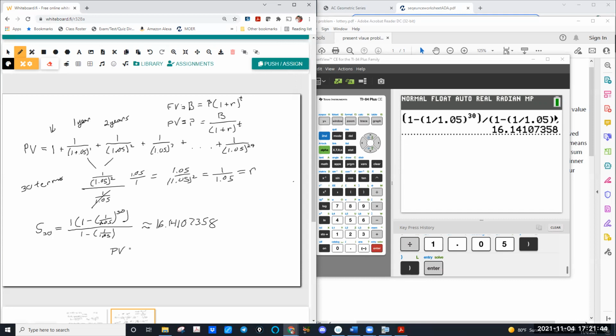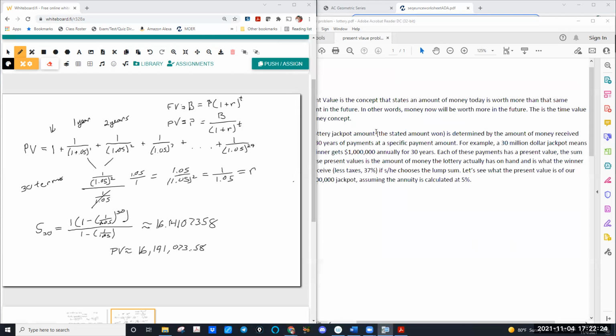So the present value of that $30 million jackpot, what the lotto has to have on hand so that they can say that they have a $30 million jackpot, is $16,141,073.58. All right, so just a little bit more than half. So that would be the number that you would get if you said, okay, I want to take the present value. Now, you actually wouldn't get that. This isn't part of geometric series. It's just some fun stuff.